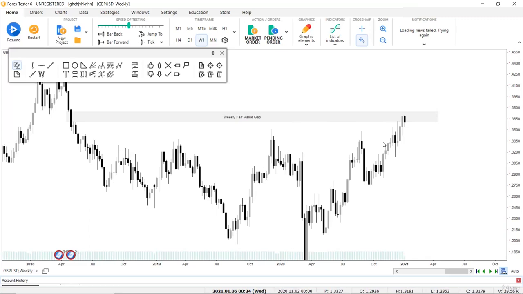So where is the next draw on liquidity? Because we should be getting a reaction from price trading inside this fair value gap. The next draw on liquidity is right here. Next draw on liquidity is right there.